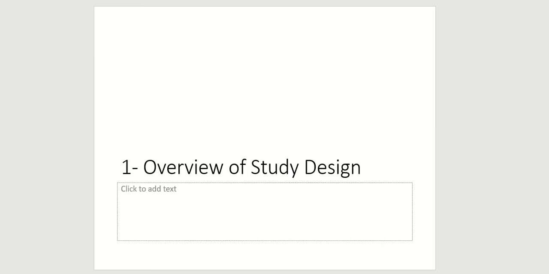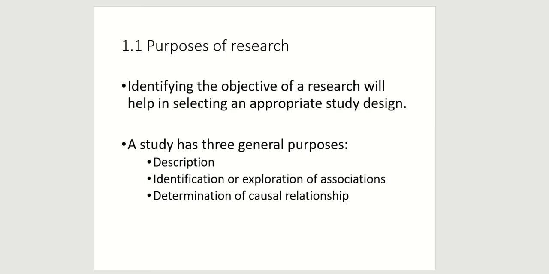Okay, so number one, overview of study designs. The purpose of research, identifying the objective of research, will help in selecting an appropriate study design, and that cannot be overstated. If you know exactly what you want, you will know what type of study design can help you. And that is true in pharmacoepidemiology, in sociology, in any kind of topic. In fact, sometimes it will help you decide if you are going to do qualitative versus quantitative research. A study usually has three general purposes: description, identification or exploration of association, and determination of a causal relationship.